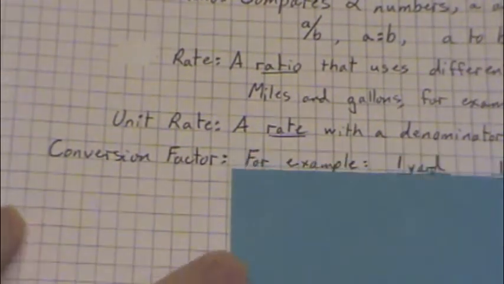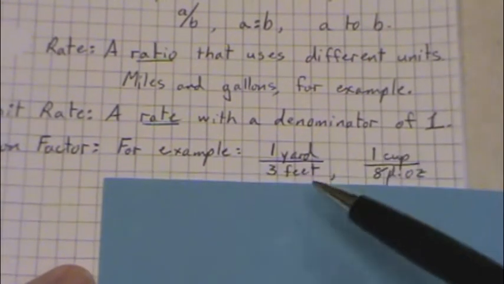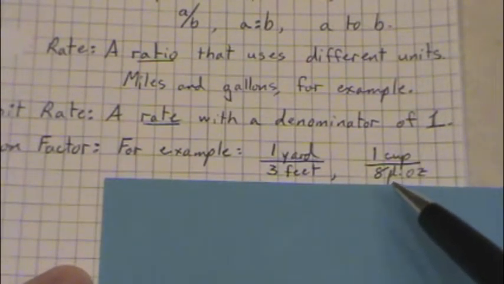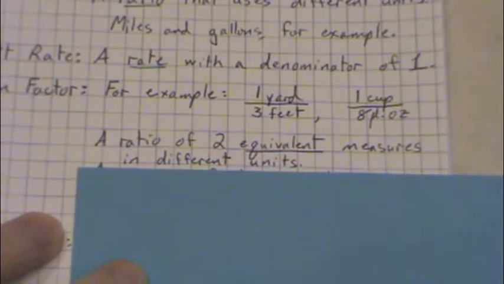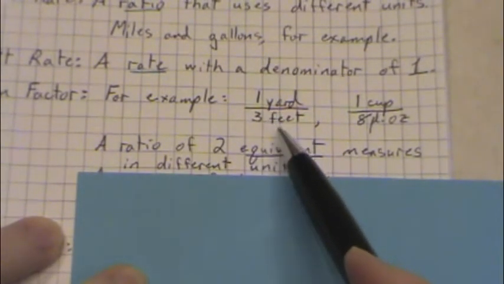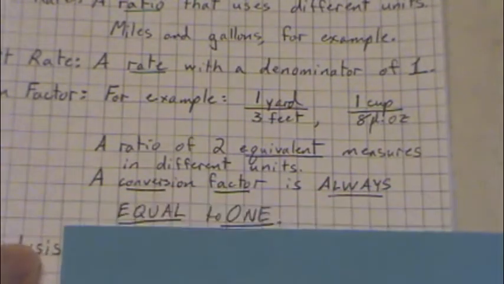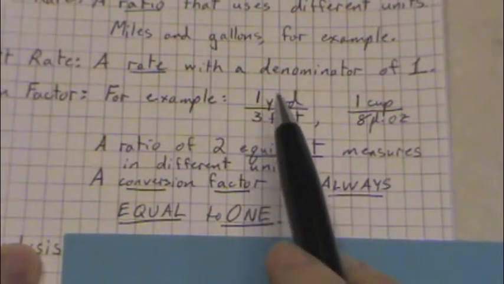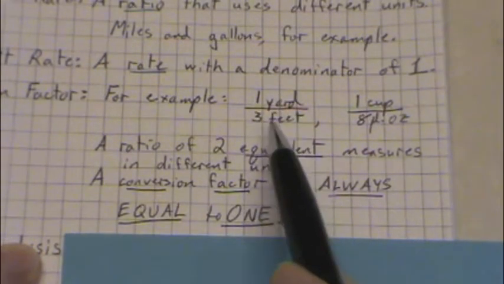A conversion factor is, I started by giving you the examples because I think that'll make it more clear. This is a conversion factor, 1 yard divided by 3 feet, or 1 cup divided by 8 fluid ounces. They are conversion factors because they are ratios of two equivalent measures in different units. For example, 1 yard is equal to 3 feet. 1 cup is equal to 8 fluid ounces. A conversion factor is always equal to 1. Think about that for a second. This is the same thing in the numerator as it is in the denominator, so this is equal to 1.